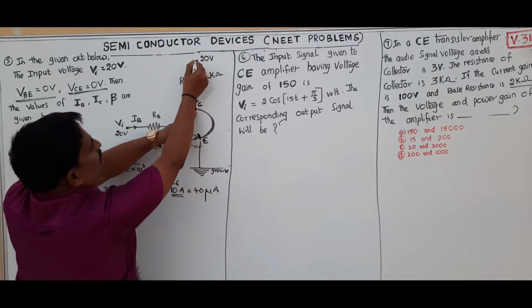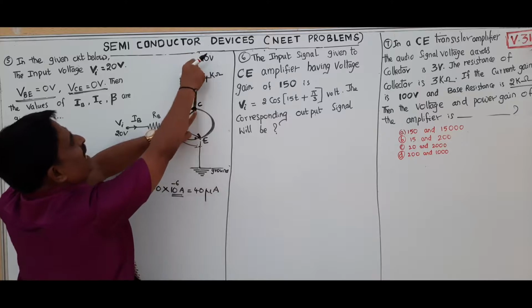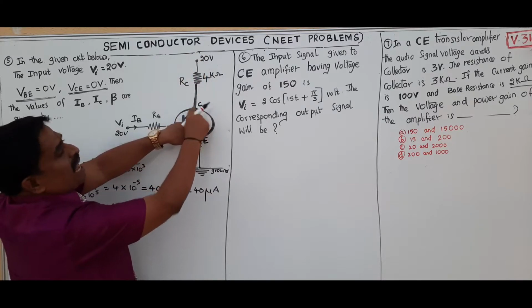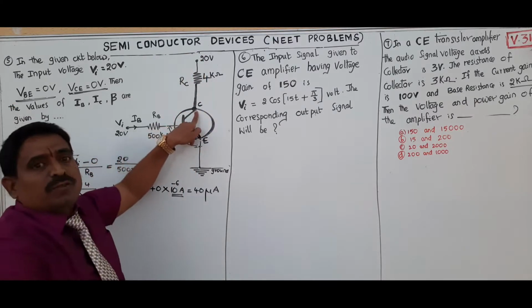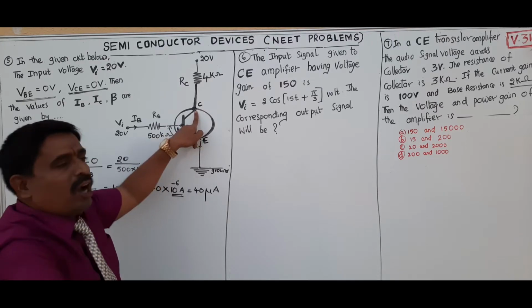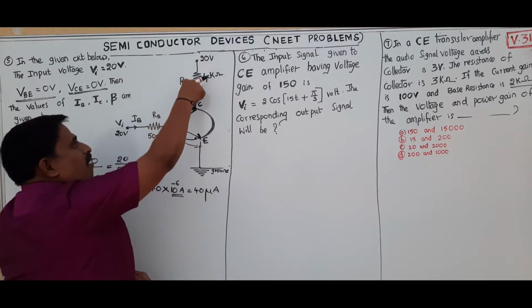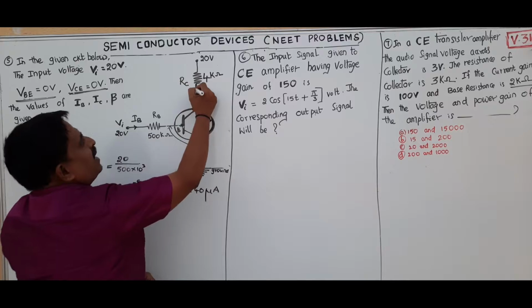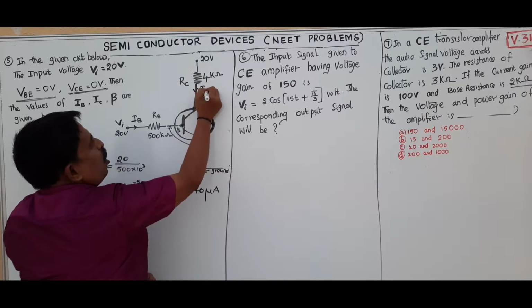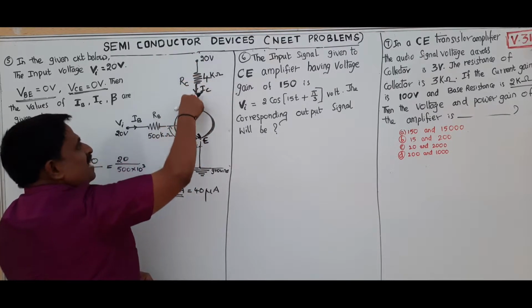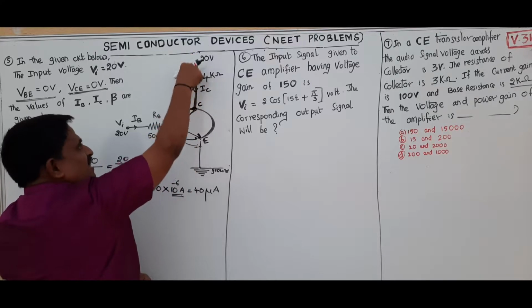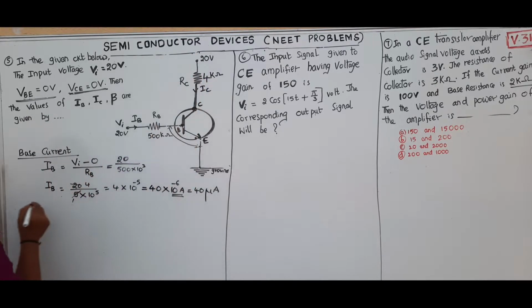Here potential is 20. It is at a higher potential, and the other is at a lower potential. Current always flows from a higher potential to a lower potential. This is the collector current.